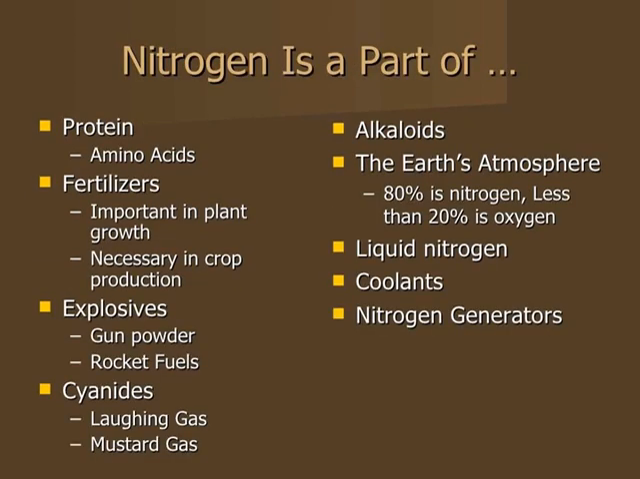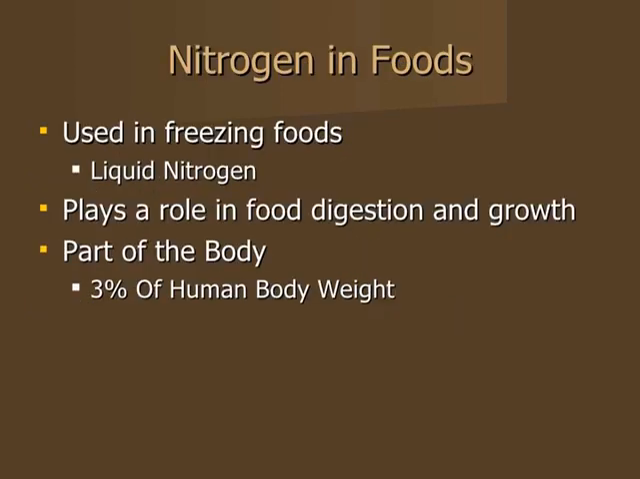Nitrogen is a part of proteins such as amino acids, which are the building blocks of proteins. Fertilizers are important in plant growth, necessary in crop production. Explosives, gunpowders, rocket fuels, cyanides, laughing gas, mustard gas, alkalides. The Earth's atmosphere is 80% nitrogen, less than 20% is oxygen. Liquid nitrogen, coolants, nitrogen generators. Nitrogen is used in freezing foods, and it plays a role in food digestion and growth parts of the body. 3% of human body weight consists of nitrogen.